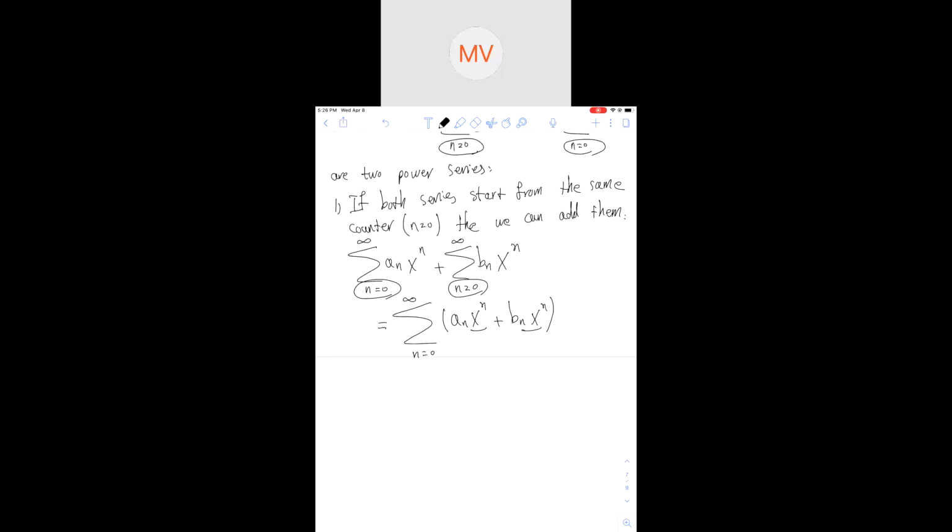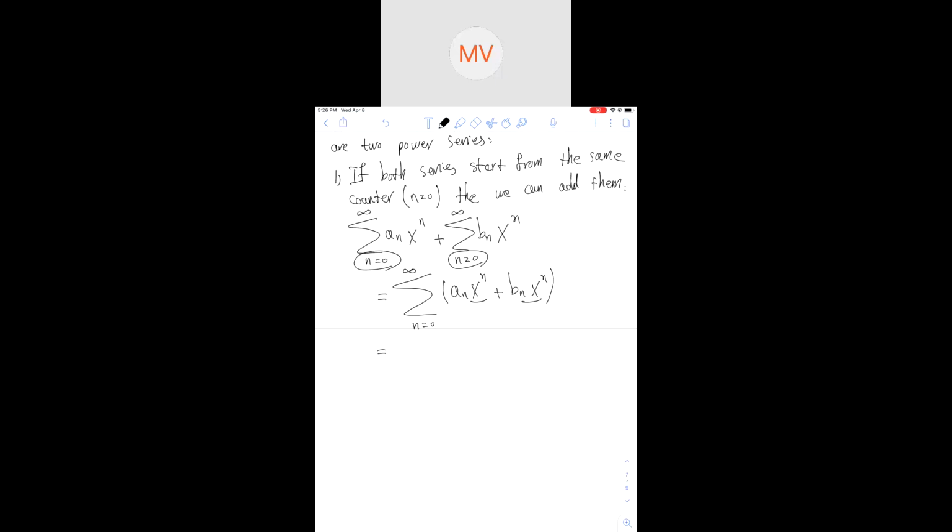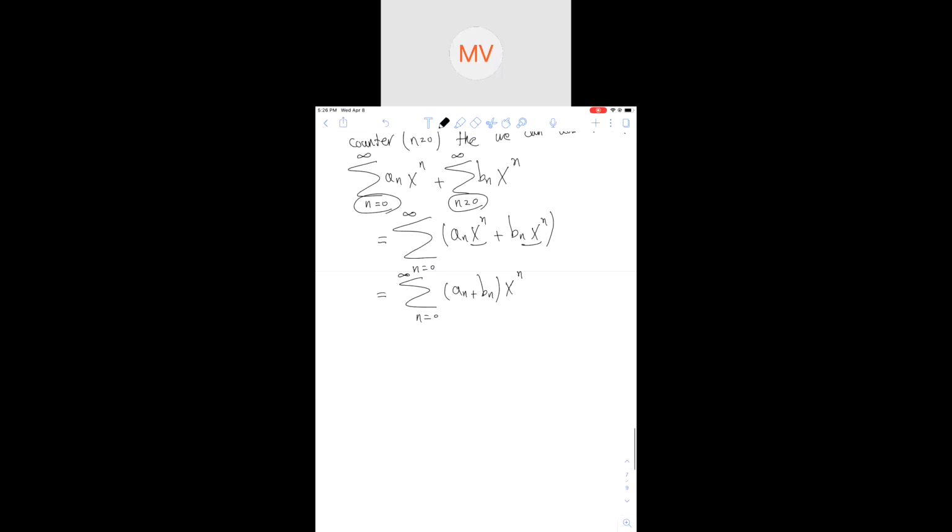And if these two are the same, sometimes it's not the same. We'll get examples like that. You can go ahead and write this as a sub n plus b sub n times x to the n, starting from 0 to infinity. So I can put both series in one single one. Example.